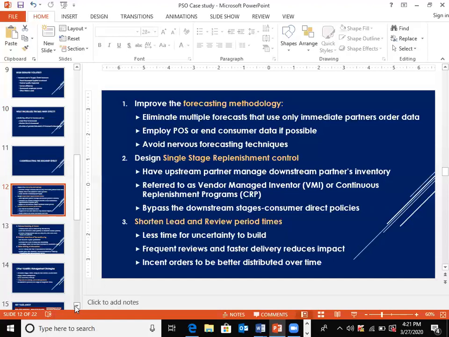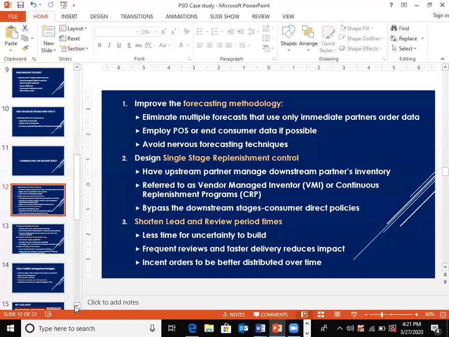So making like 1 billion doesn't even make any sense. And so, that's very important to do. And eliminate multiple forecasts that use intermediate. And again, this is saying the same thing. So in the first one, the first bullet in the first point says eliminate multiple forecasts that use only intermediate partners' order data. And that's what I just explained.